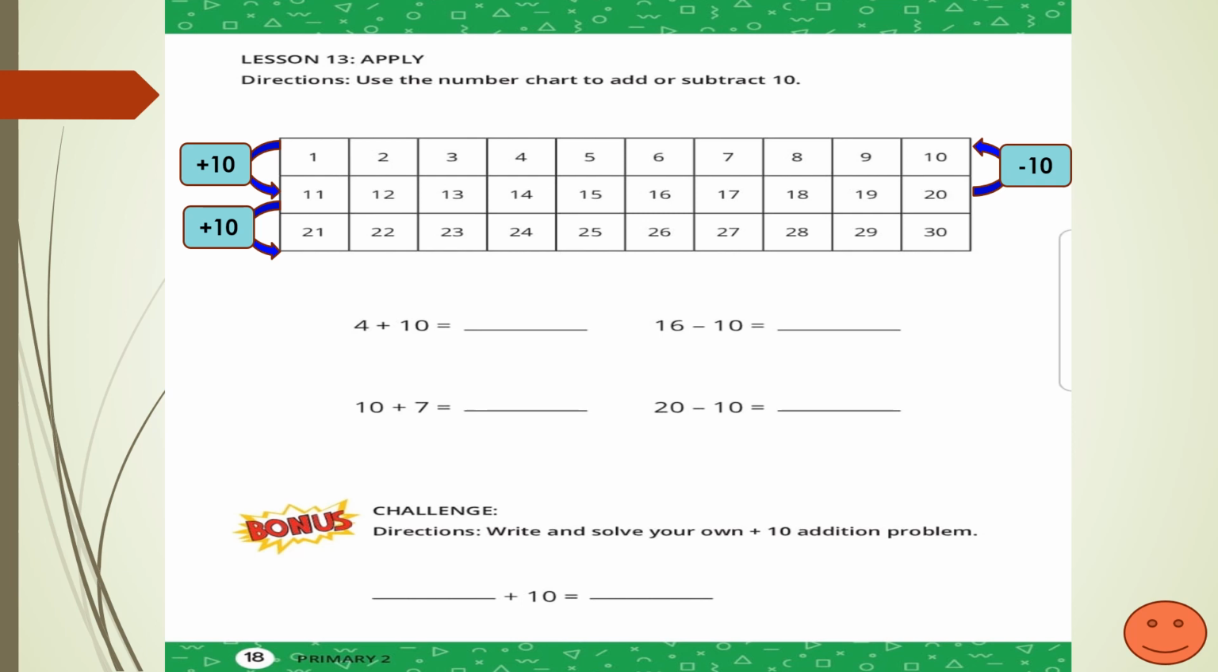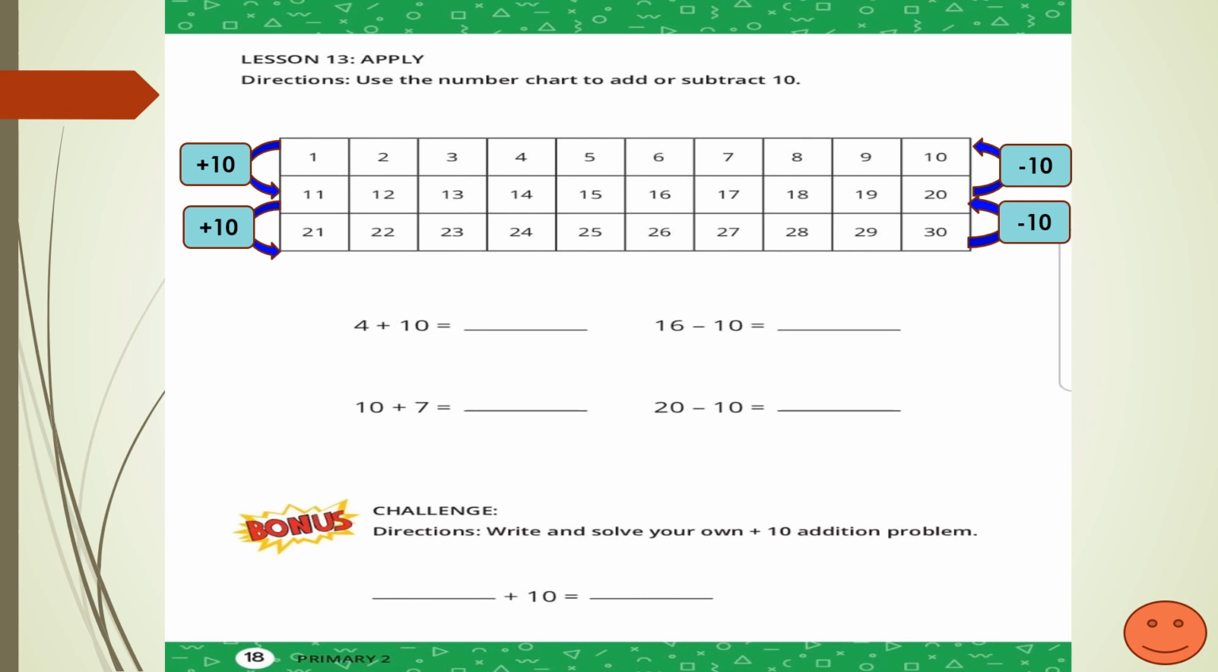While in the third row, 30 minus 10 equals 20. 29 minus 10 equals 19. 28 minus 10 equals 18, and so on. Now let's solve the following problems using the number chart.